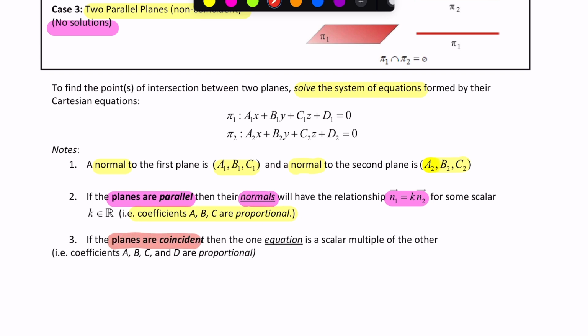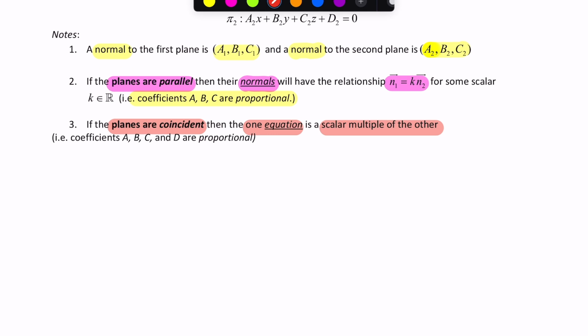If the planes are coincident, then one equation is a scalar multiple of the other. So here, again, the coefficients of a, b, c, and d are proportional.